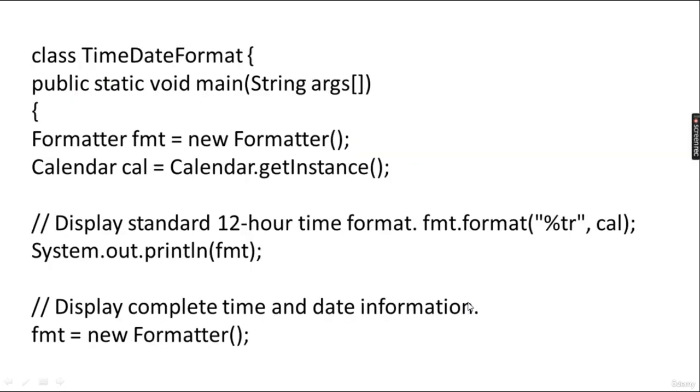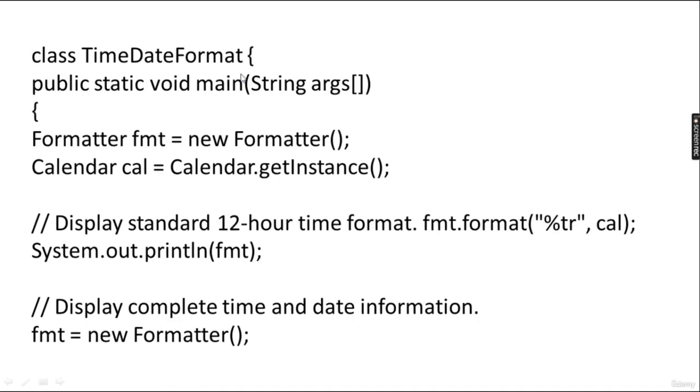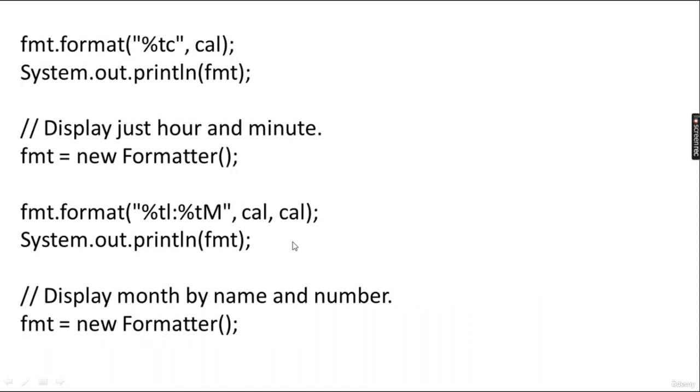Here is the program we will see now. A Formatter object is created: Formatter fmt = new Formatter. Then a Calendar object is also created. Display the 12-hour time format: format %tr, calendar object, and display the formatted output. Display the complete time and date information. Again, we are creating the Formatter object. %tc, calendar object, display. So this is the complete time and date information.